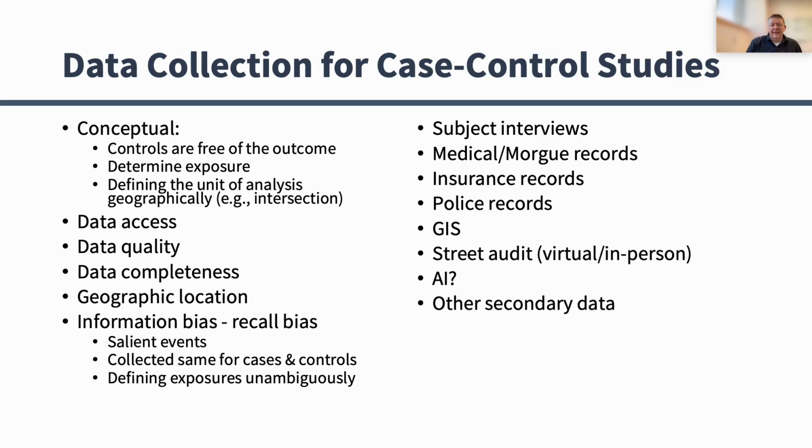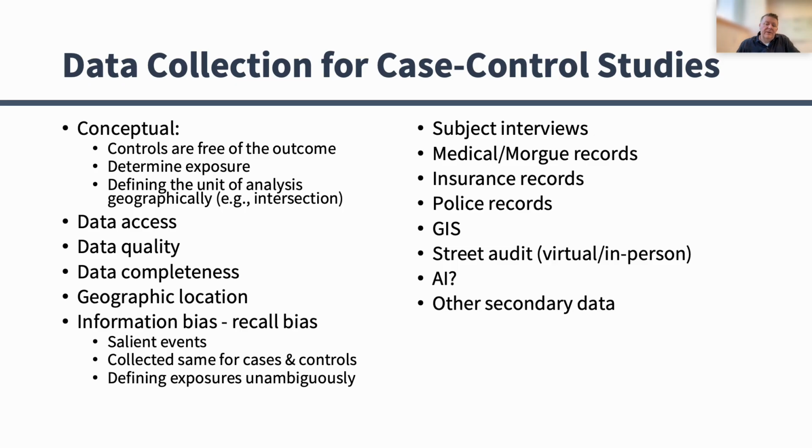Okay, so how do we collect data for case control studies to make sure that we minimize selection bias, recall bias, and all those other things that we've talked about? First off, we have to make sure that our controls are free of the outcome. That's part of our data collection process. We want to determine their exposure in the past, before the outcome occurred. And we have to define what our unit of analysis is. These are hopefully things that we've done before selecting our cases and controls.